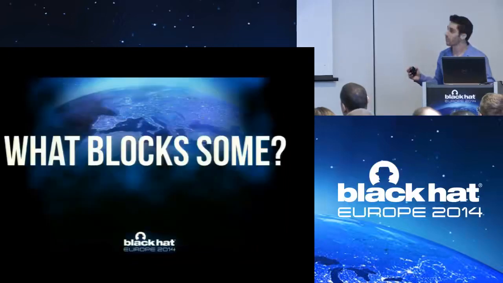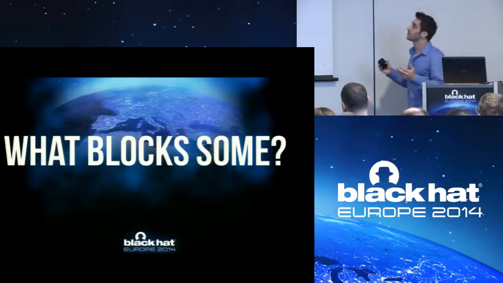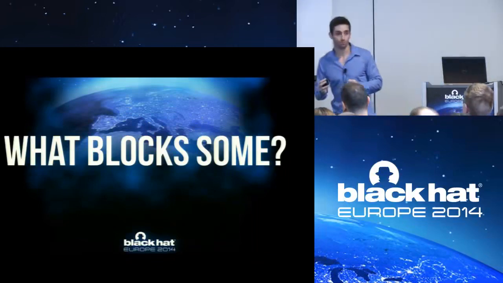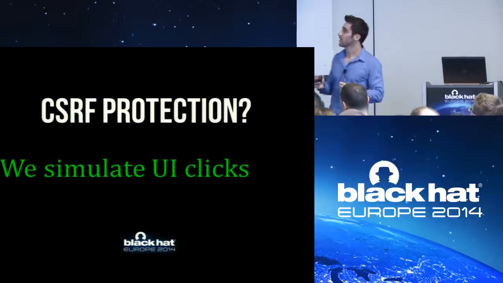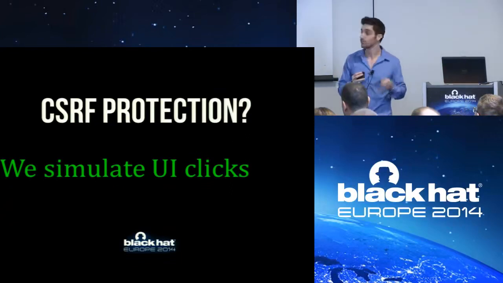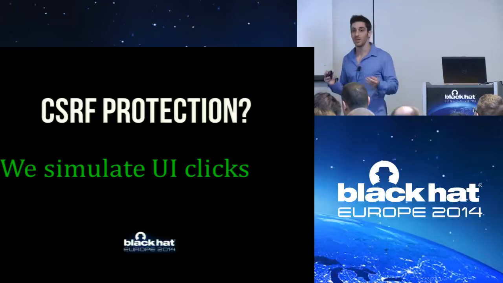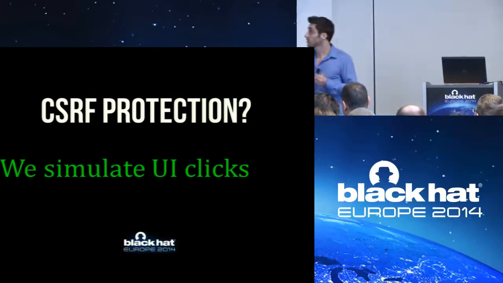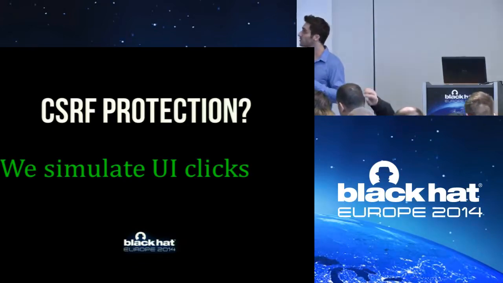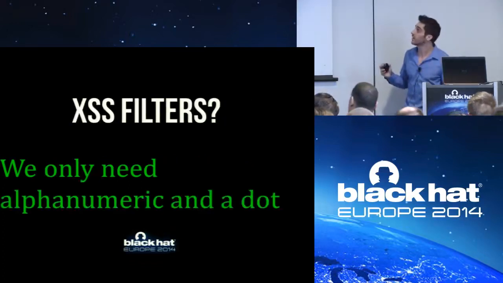So let's talk about protections. What blocks same origin method execution? The first protection: you will say this is really similar to cross-site request forgery, when you are sending requests on the user's behalf. We know that there are CSRF or cross-site request forgery protections, but in this attack, we simulate UI clicks. We simulate real clicks. So we will keep the tokens and we don't need them actually. So this is not blocking this attack.